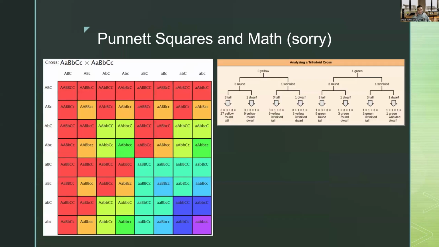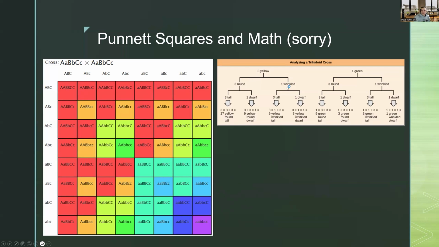And the reason we need to understand math is because if we're going to start doing a trihybrid cross, it's going to get real messy. Now we're up to 64 different squares to do all this. And it gets very tricky to show all these. So it's often much easier to analyze a trihybrid cross by using your product rules.